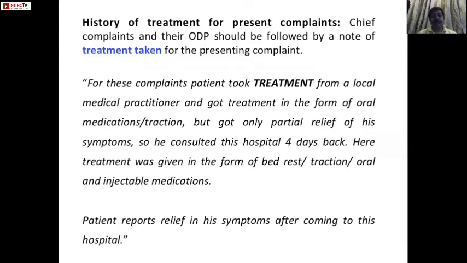And with each symptom, invariably the patient has taken some treatment. So you need to end each symptom's detailed description with what treatment he has taken. One example I have written down here is: for these complaints, the patient took treatment from a local medical practitioner and got treatment in the form of oral medications and tractions, but got only partial relief of his symptoms, so he consulted this hospital 4 days back. So you need to summarize some amount of treatment given with the presenting complaints. Remember, the presenting complaints with a hip case are not going to be many.